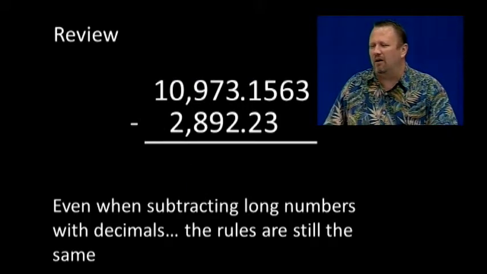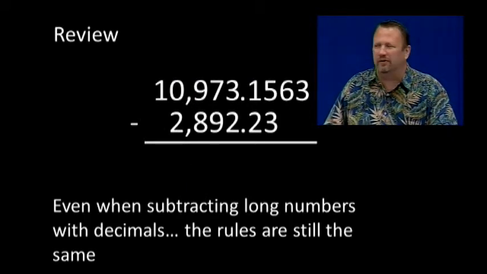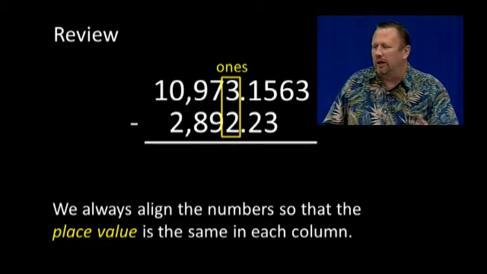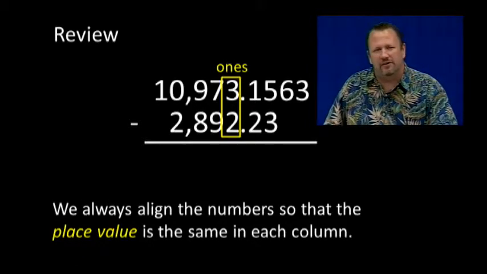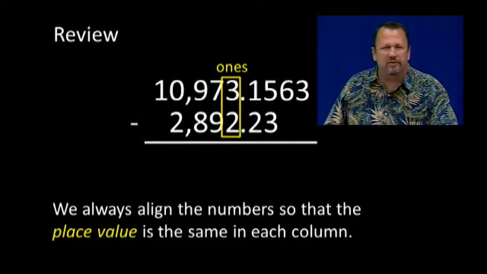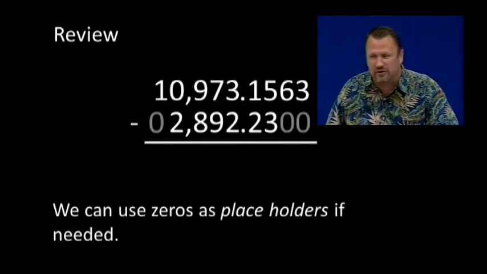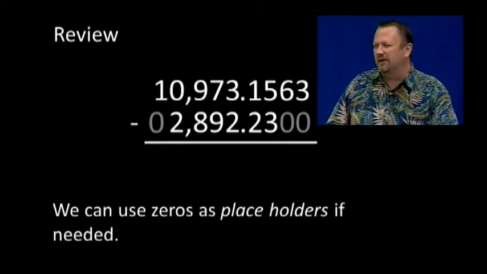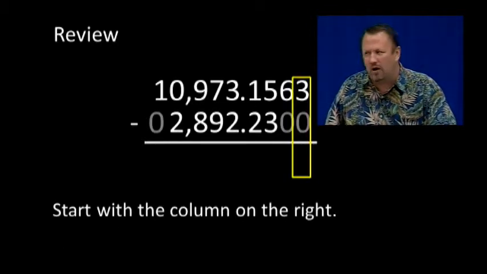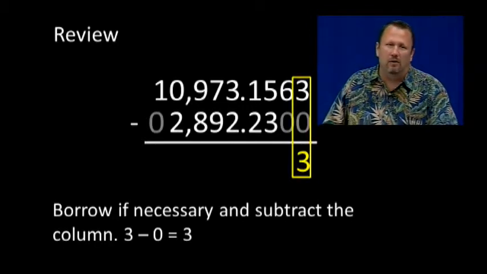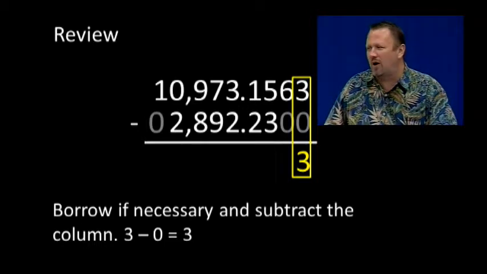Even when subtracting long numbers with decimals, the rules are still the same. We align the numbers so that the place value is the same in each column. Notice the decimal points will line up on top of each other. We can use zeros as placeholders if necessary. We always start with the column on the right. We borrow if necessary and subtract.